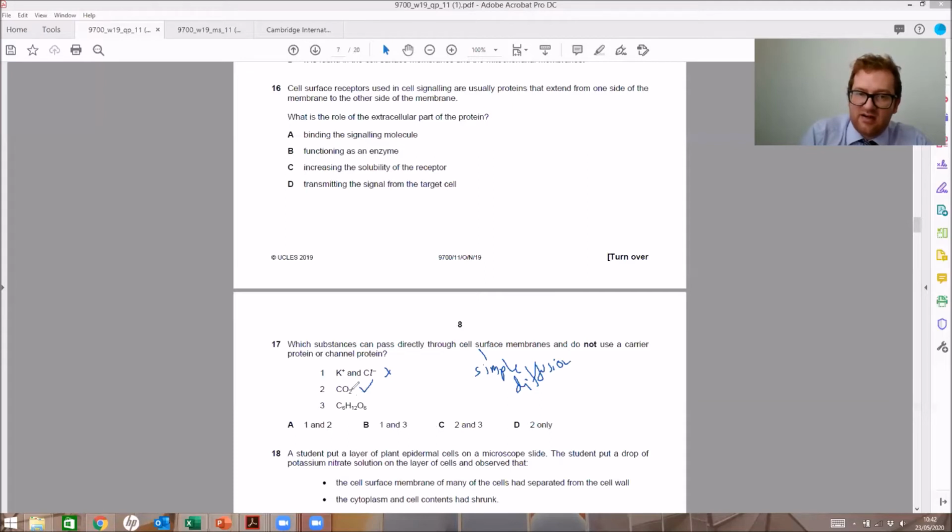Okay, so this one is a potential option here, and glucose can move into cells by either facilitated diffusion or by active transport, like primary or secondary active transport. However, they do require carrier proteins to be able to do this. So the answer to this one is simply that only carbon dioxide can pass directly through the cell surface membrane by simple diffusion, which gives us option 2 only. Okay, eliminating A, B, and C.